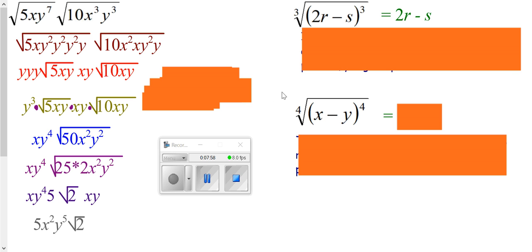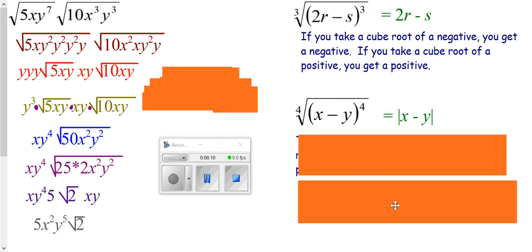But remember, over here, because it was an even root, we had to get out only positives that would work. And so to ensure that we get out positives, we have to use absolute value.